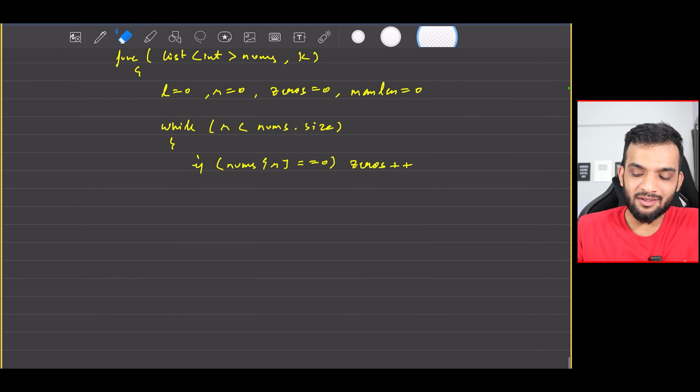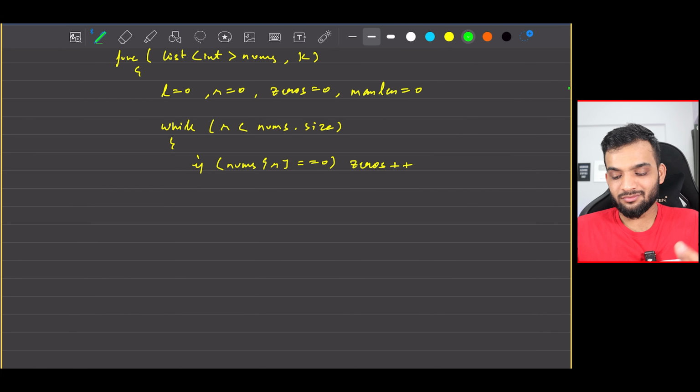You'll find a lot of people writing it. But don't write that in an interview. We usually write readable code. That's not readable. Okay. Now, what is my next step?